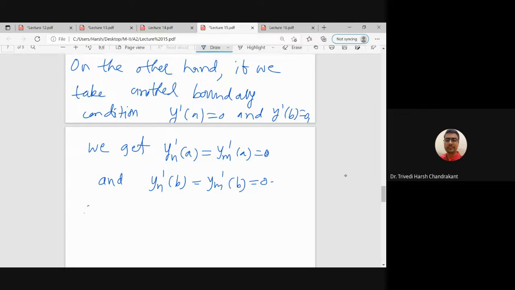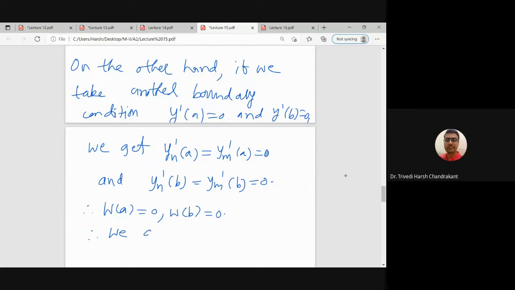Right, and again we get WA is 0 and WB is 0. So therefore again we get ym and yn orthogonal.